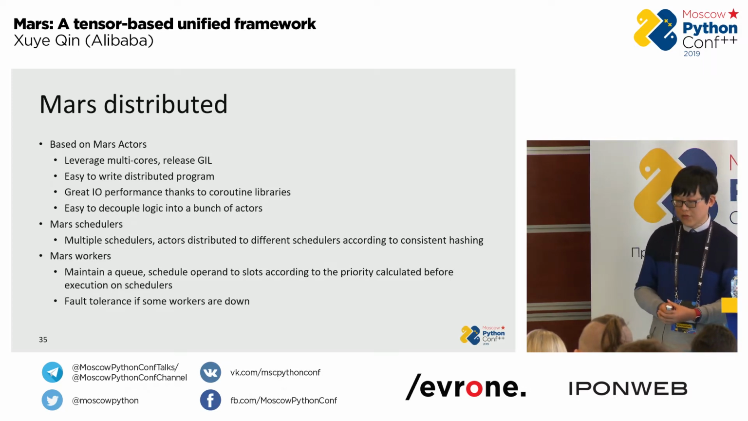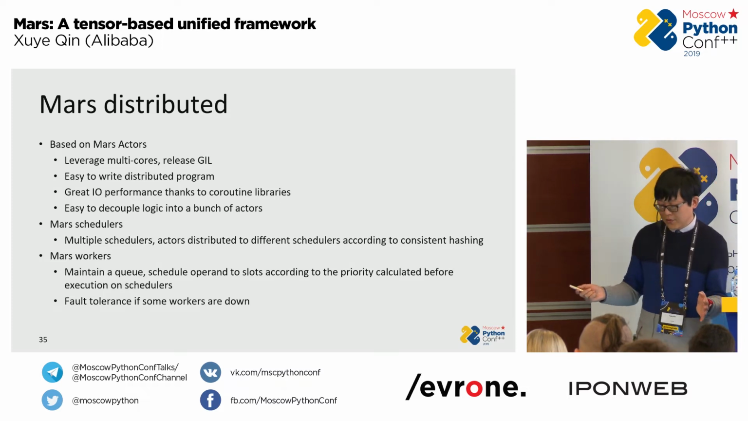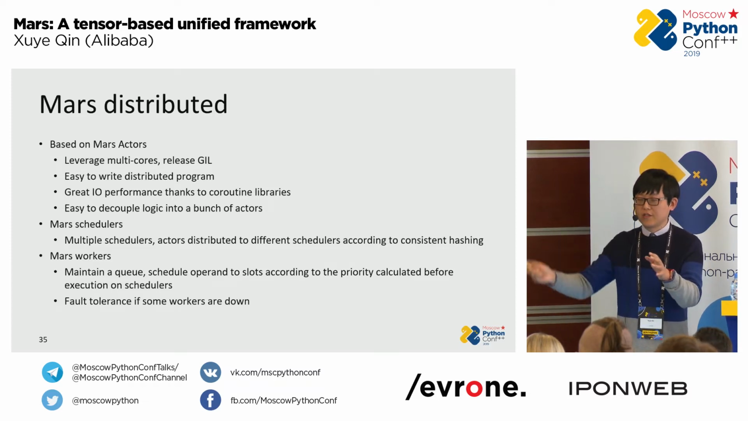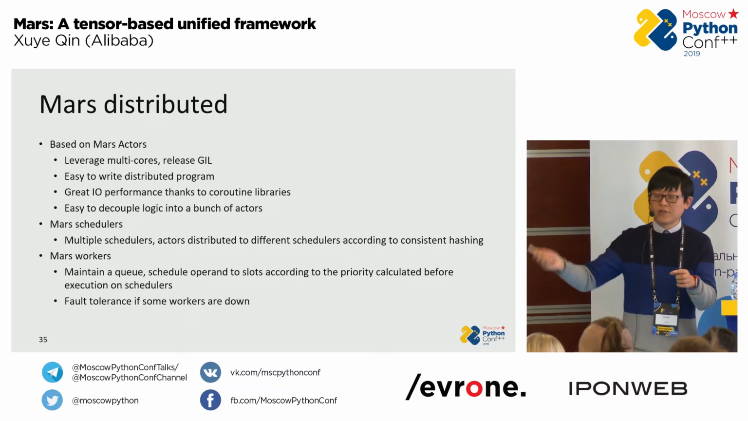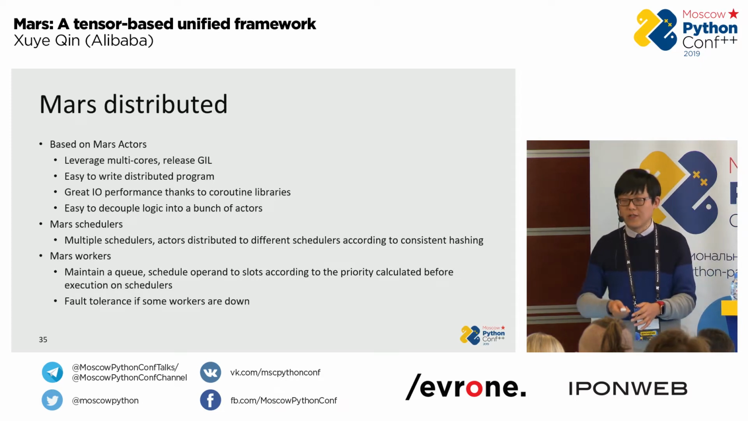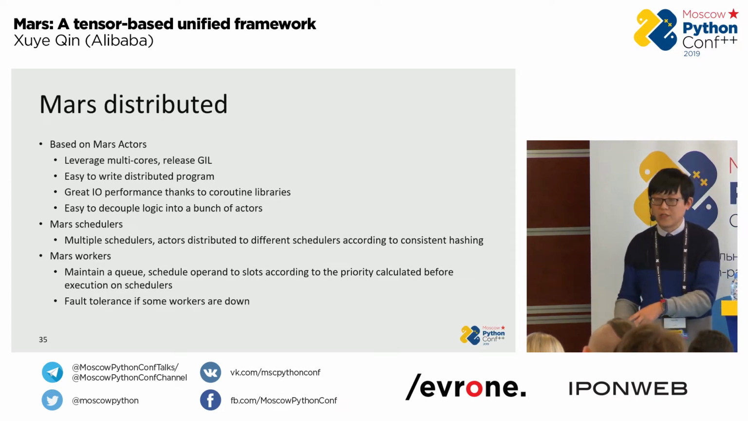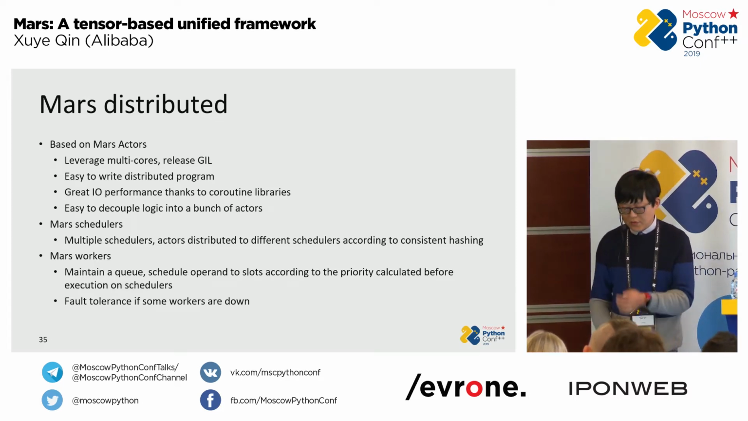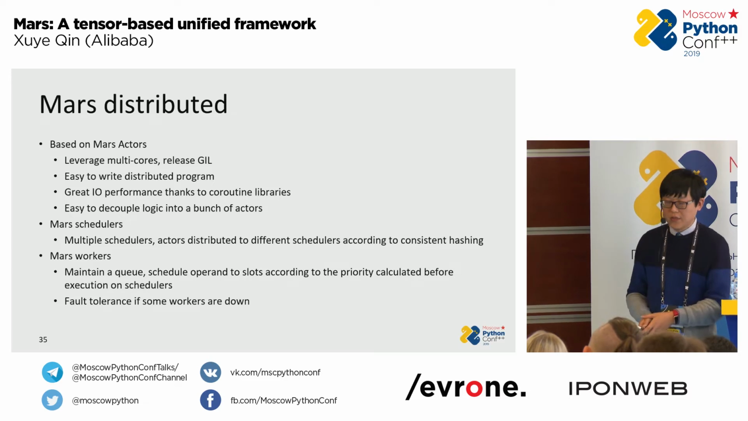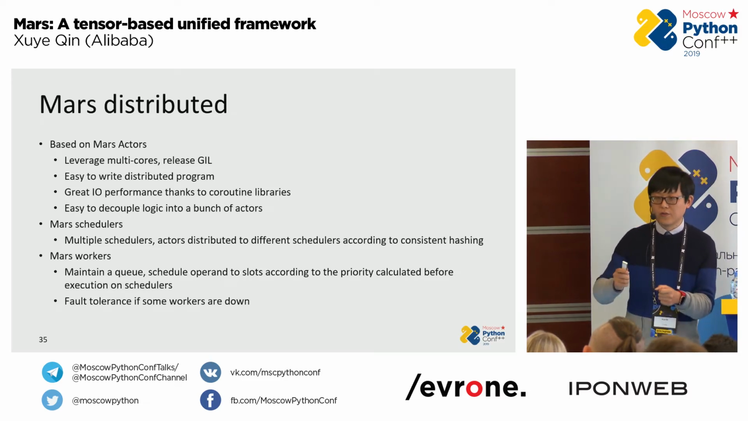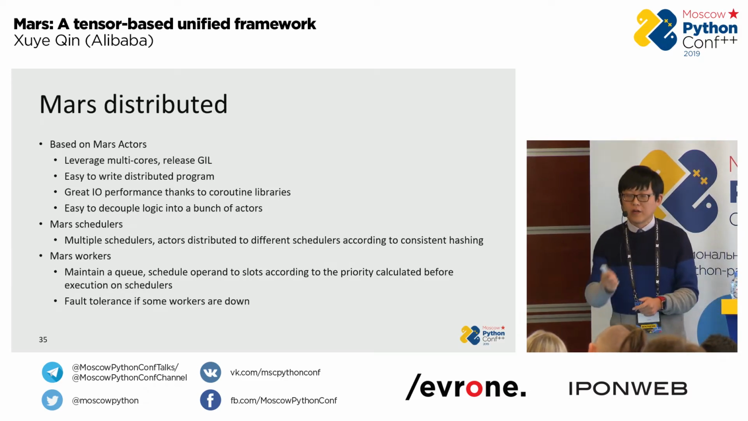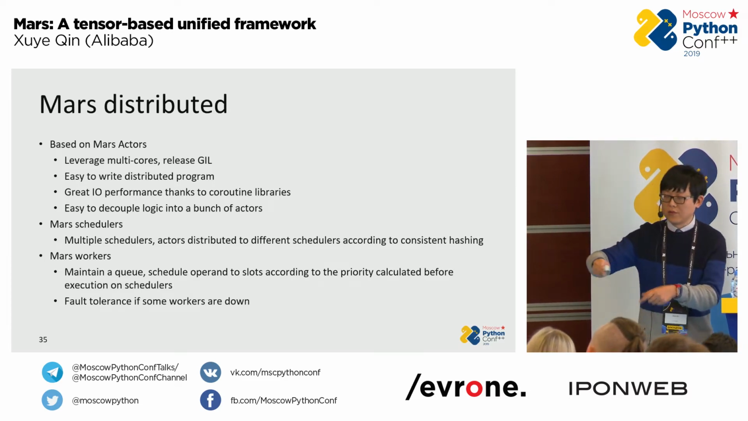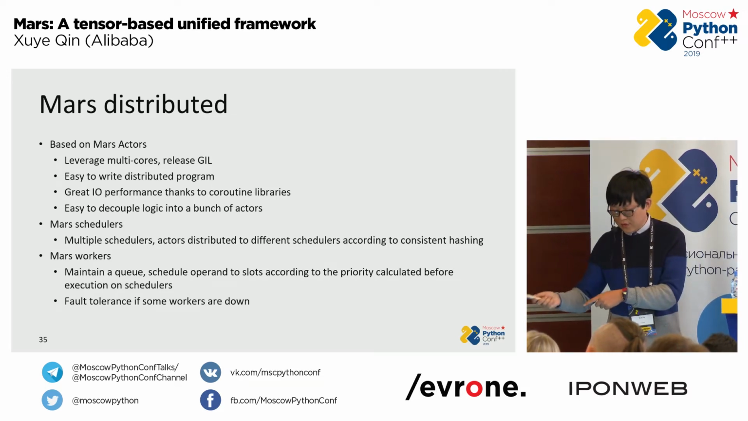So Mars schedulers can be multiple because we can just create the actors on different machines. A few schedulers can connect with consistent hashing, and we can create actors on different machines. So the schedulers will never be a single point. And the Mars workers can maintain a queue, and if the scheduler wants to execute a chunk graph, it can send the graph to the worker, and the worker will put it into the queue and execute it according to the priority.